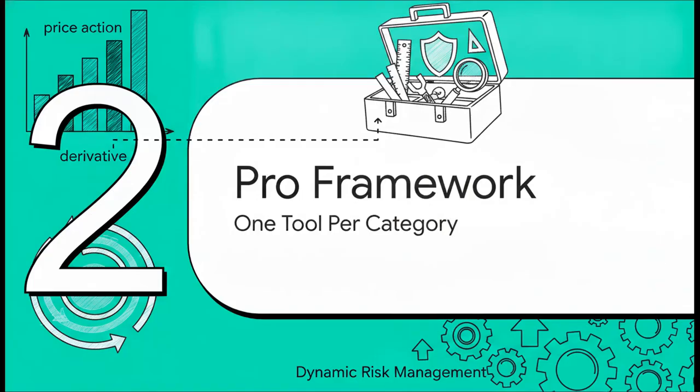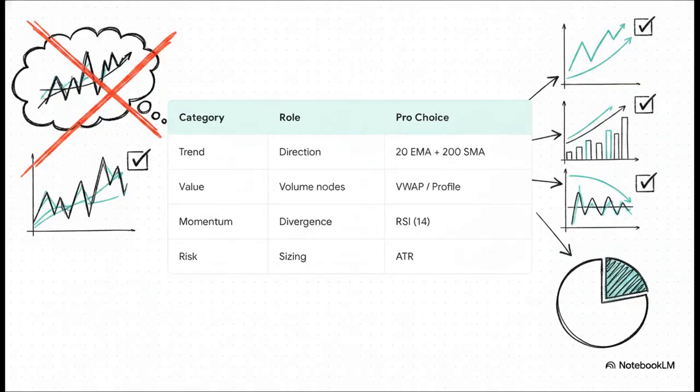Section 2. The institutional framework. 1 tool per category. Now that we've established that price action is king, let's see exactly how professionals actually build out their toolkit. So, how do pros avoid creating a mess on their screens? It's all about this concept of forced simplicity.